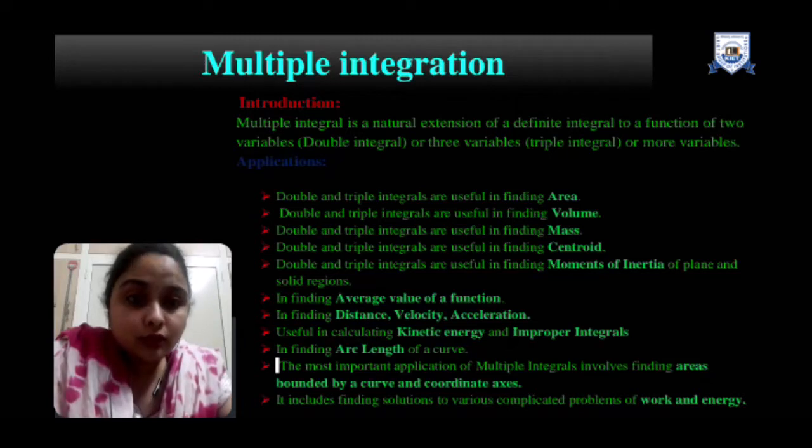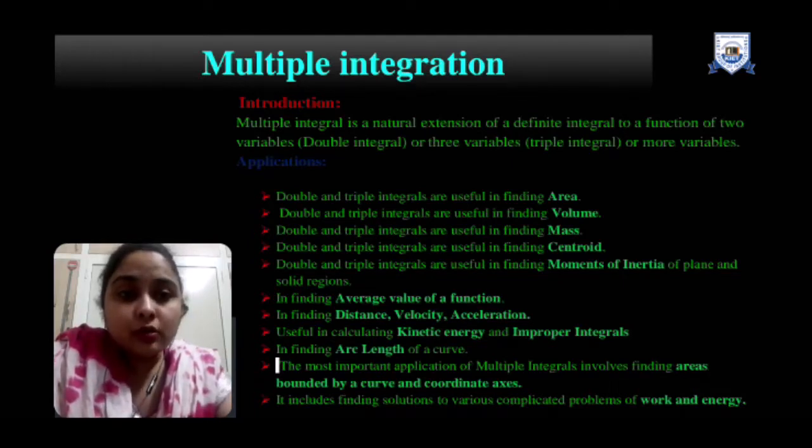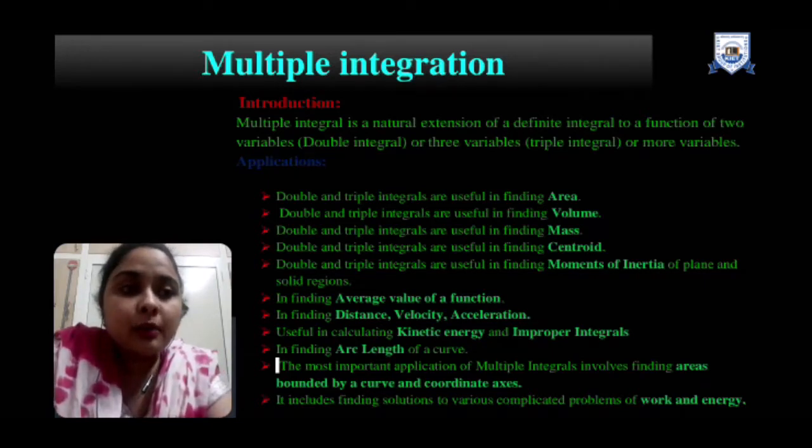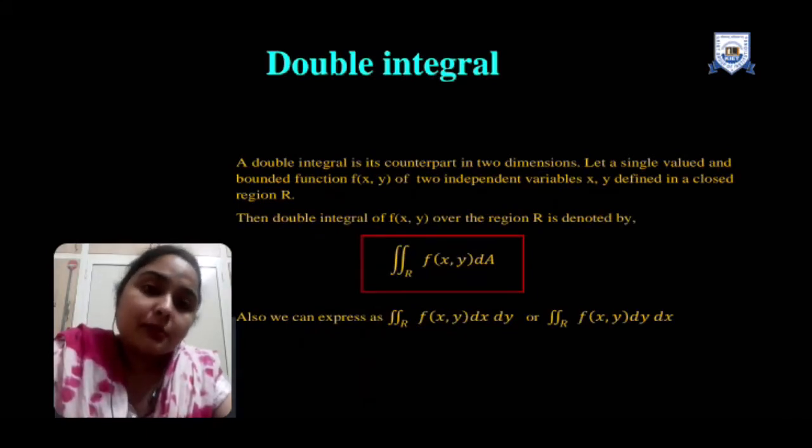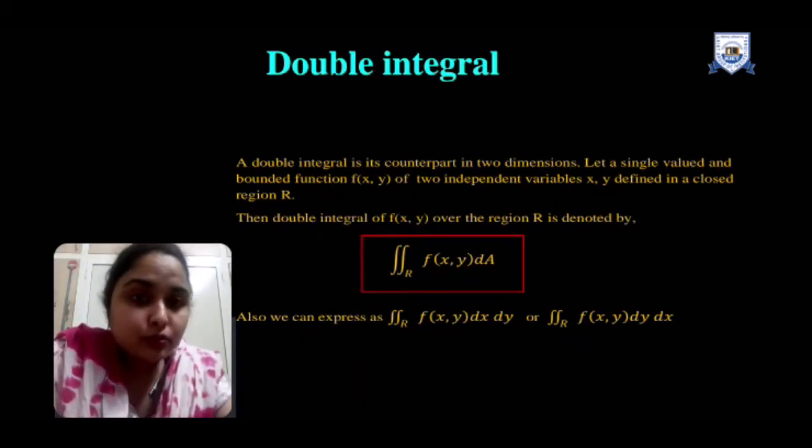What are the applications we are going to discuss in this video? The applications of double and triple integral cover area, volume, mass, centroid, how to find all these things through double integral and triple integral. These are the major applications of double and triple integration. How to find moment of inertia, how to find the average value of a function, distance, velocity, acceleration, kinetic energy, improper integral, arc length, etc. So there are numerous applications of multiple integral, especially double and triple integration.